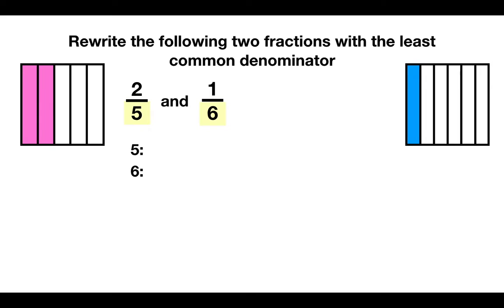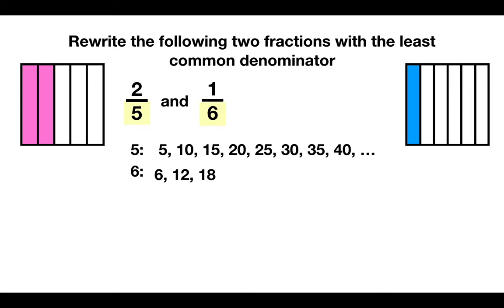Do this on your own. Write out the skip counts of 5 and 6 and pick what their least common multiple is. Well, the skip counts of 5 are 5, 10, 15, 20, 25, 30, 35, 40. We could keep going. For 6, we have 6, 12, 18, 24, 30, 36, 42. Again, we could keep going. But we can see the first number that appears in both lists of skip counts is 30. So now we know our denominator needs to be 30. We have to take 2/5 and change it to a fraction that has a denominator of 30.